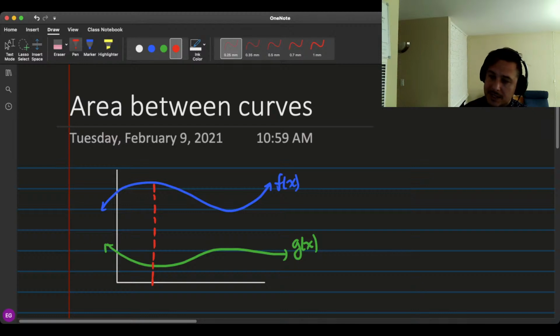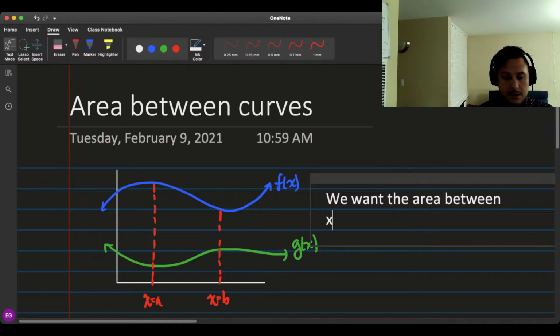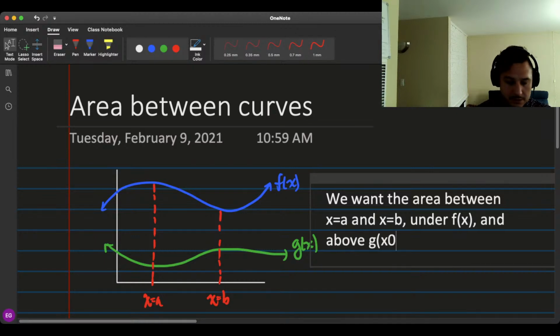We're going to change that ever so slightly. So instead of between x equals a, which will be right here, and x equals b, and just under f of x, we want to be under f of x, but above g of x. So let me type that down. So, okay, it's not letting me. What the hell? There we go. So we want the area between x equals a and x equals b under f of x and above g of x.